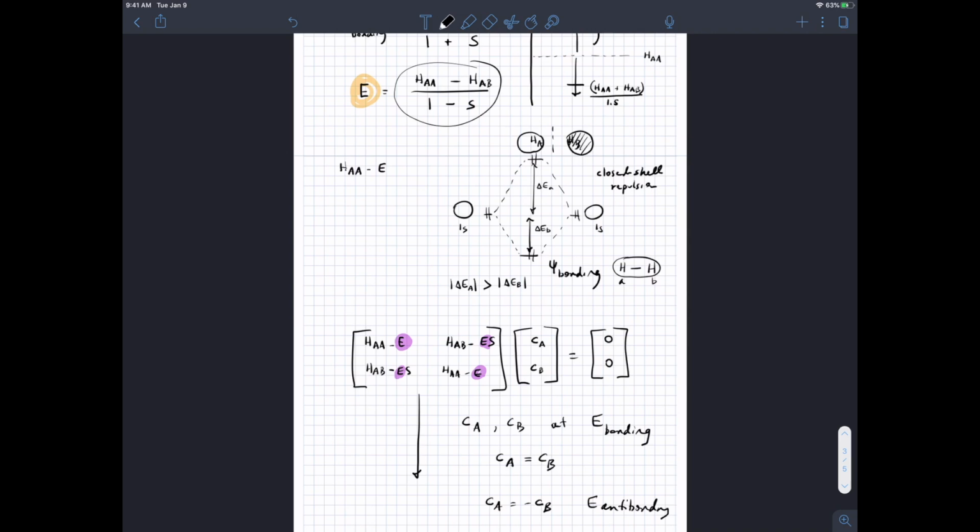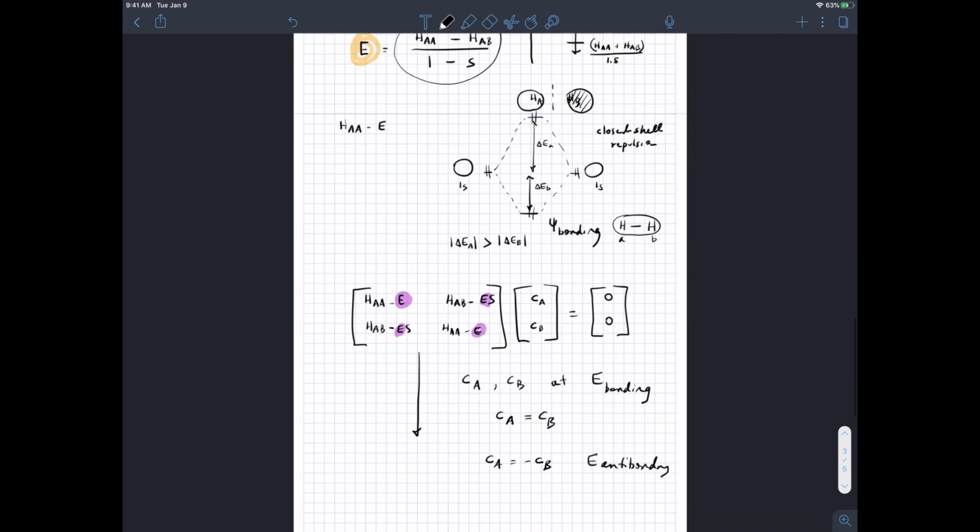Now, we don't yet know what the values of Ca and Cb are. It turns out we can get that now with our new definitions for wave functions. We'll call it bonding. That's going to equal Ca phi A plus Cb phi B. Well, good, because that's what we thought it was to begin with.